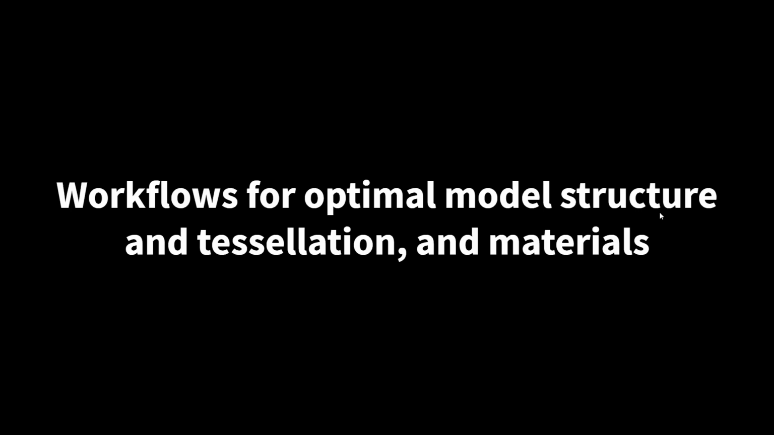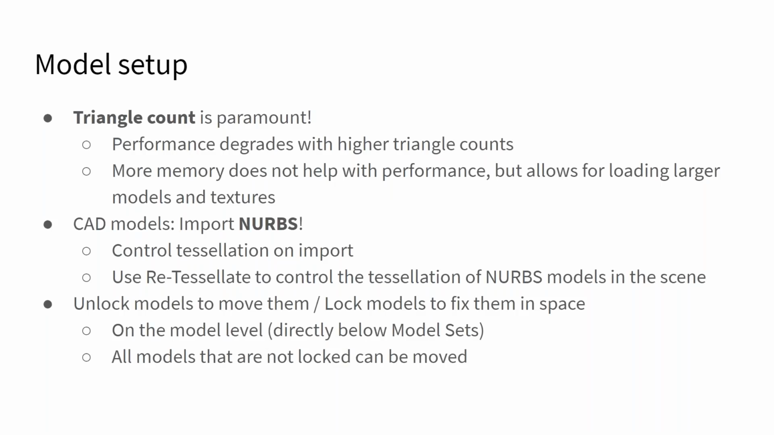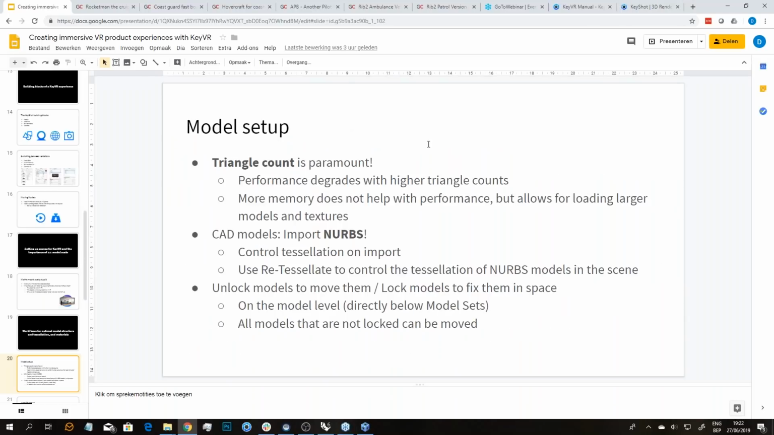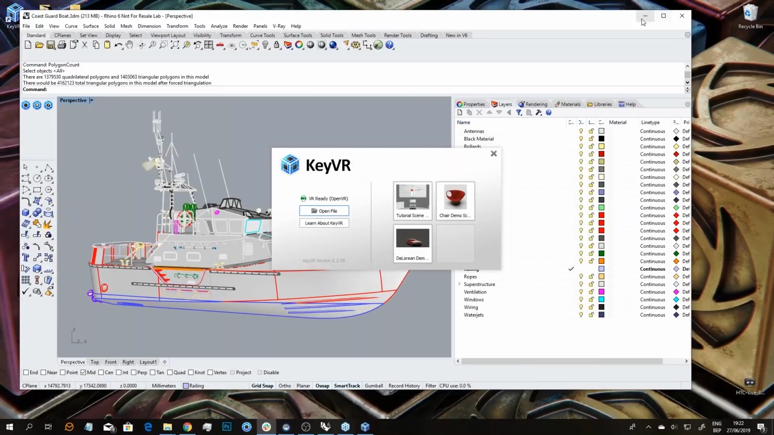So a few notes on optimal model structure and tessellation: the distribution and density of triangles in models, and how to work with materials. For KeyVR, the triangle count, the amount of polygons, is very important. It's paramount to the performance. The performance degrades with higher triangle counts. More memory does not really help with performance, but it does allow you to load in larger models and more textures. I'm quickly going to hop into KeyShot to show this triangle count argument.